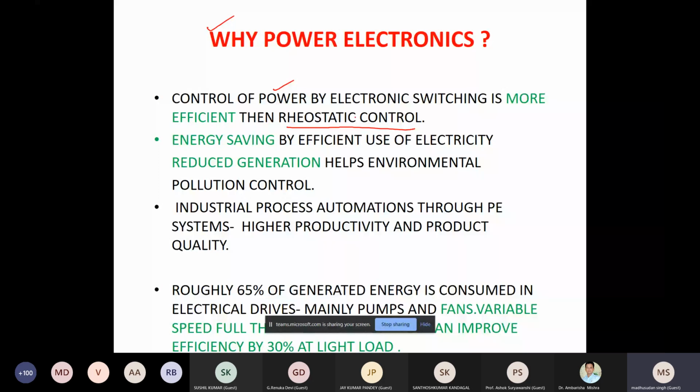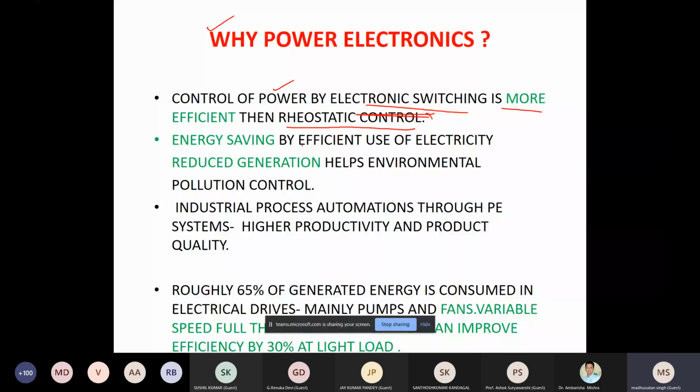This is not at all an efficient arrangement, and this is why if you do the power control through electronic switching, it is many more times efficient than rheostatic control. Energy saving is another area. When you do the control through switching action, the switching action is very efficient and therefore you save a lot of energy.